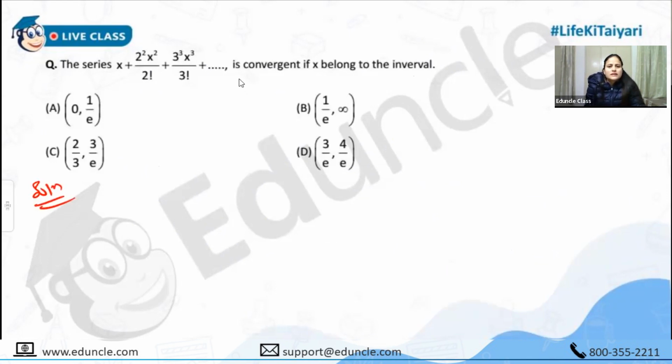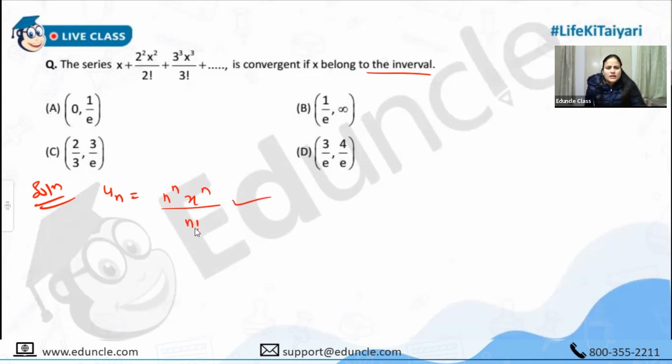so the series is convergent if x belongs to the interval. Okay, so basically we need to find here region of convergence for this series. Okay, so as we are having here expanding form, so we can write here nth term by observing every term of series. So it should be what? n raised to n, x raised to n upon n factorial. Yes, है ना? 1 raised to 1 x raised to 1 upon 1 factorial, 2 raised to 2 x raised to 2 upon 2 factorial, and so on. So I will have this nth term.